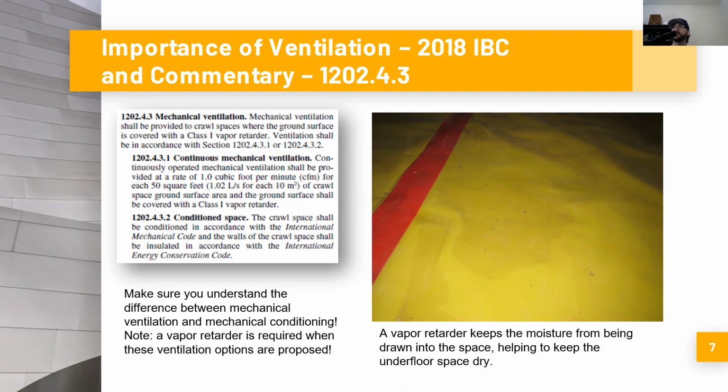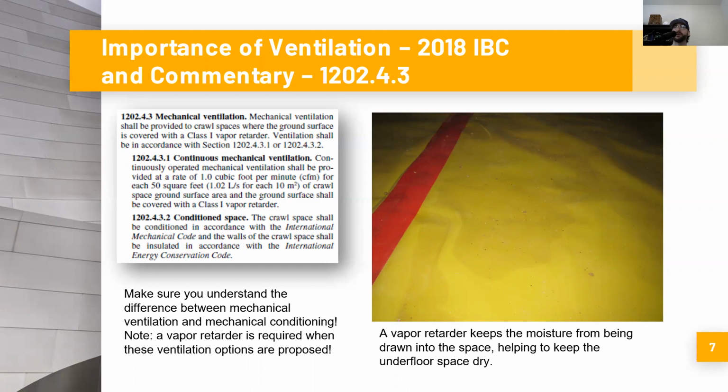The whole point of venting the crawl space is to help keep it dry. And so if you are introducing a system that is going to be continually drawing moisture out of the ground, then it only makes sense that provisions to control that moisture are put in place. And so this is why the vapor retarder is required. It keeps that moisture under the plastic. It keeps it from affecting the space, increasing the humidity of the crawl space and other things like that.